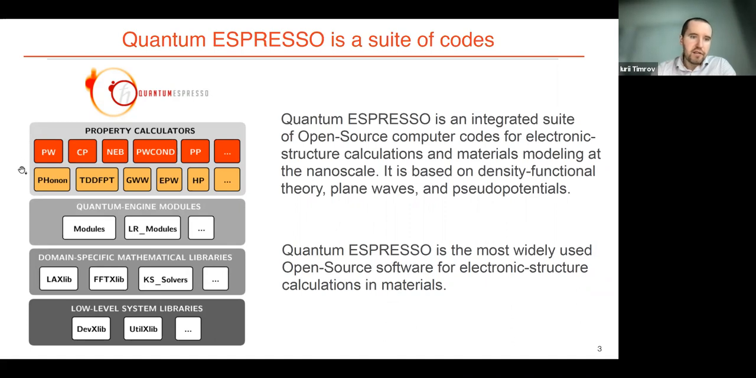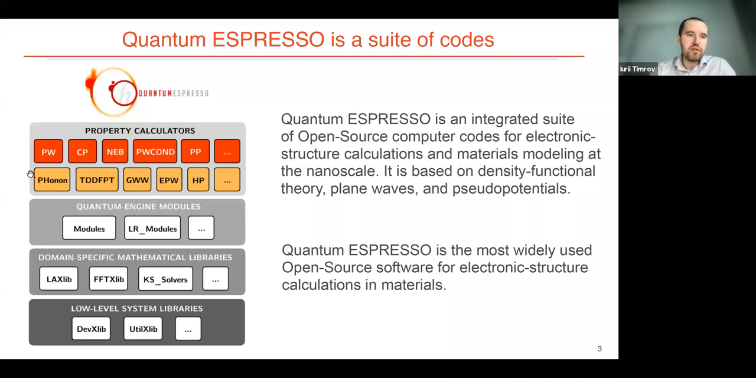There are different layers. For example, the highest layer is the so-called property calculators. There are different codes, for example, the PW code that you learned during the first day of last week to solve the Kohn-Sham equations and to obtain the ground state of your system. There is also another code called CP for Car-Parrinello molecular dynamics. You will learn it this week on Wednesday. Last week, you learned about the nudged elastic band with Tone, Pietro, and others. There is another code called PWcond for transport. There is a bunch of post-processing codes collected in the repository called PP and many others.